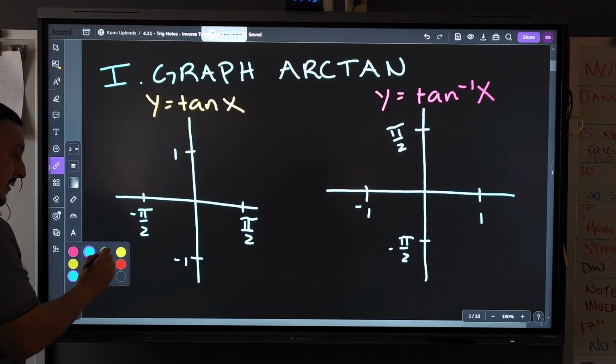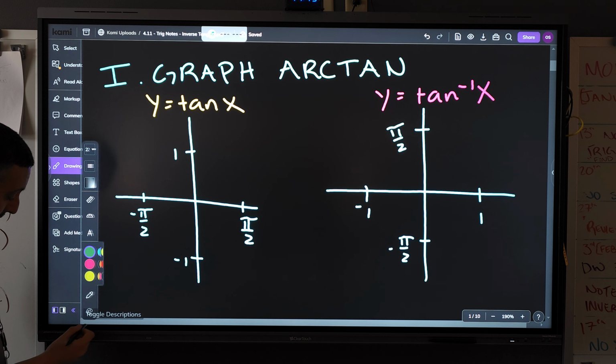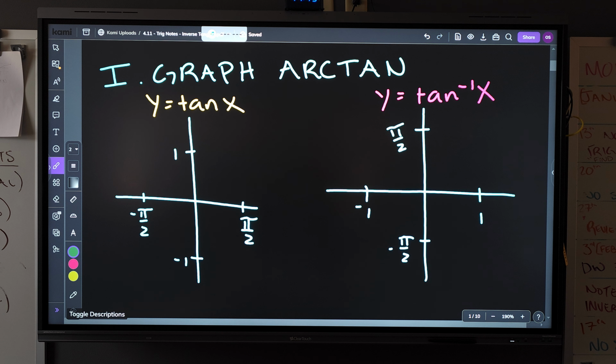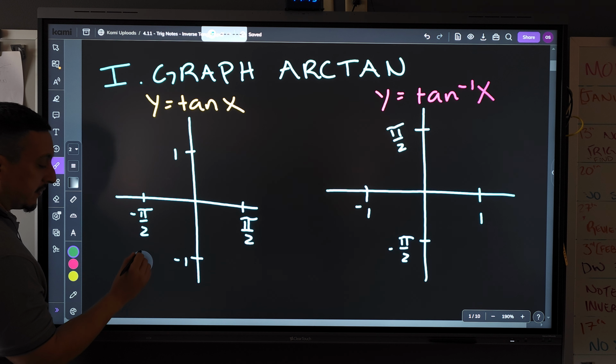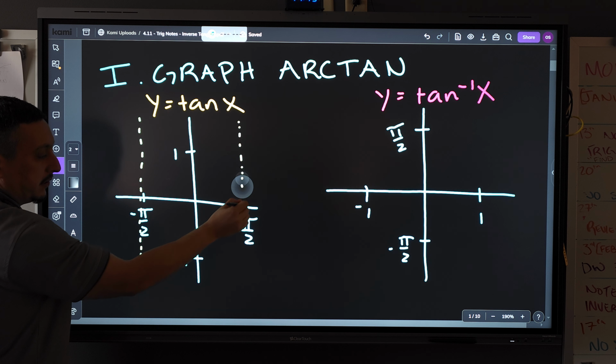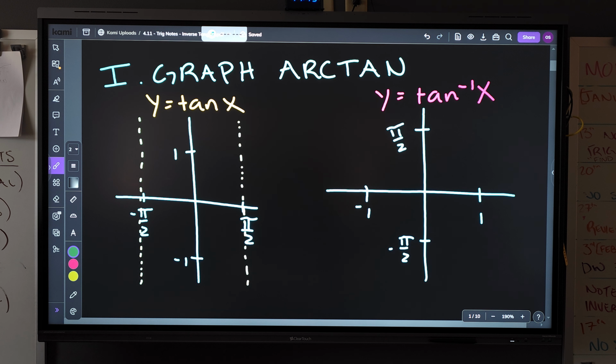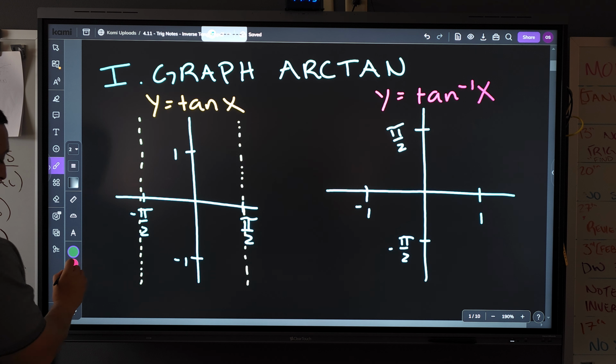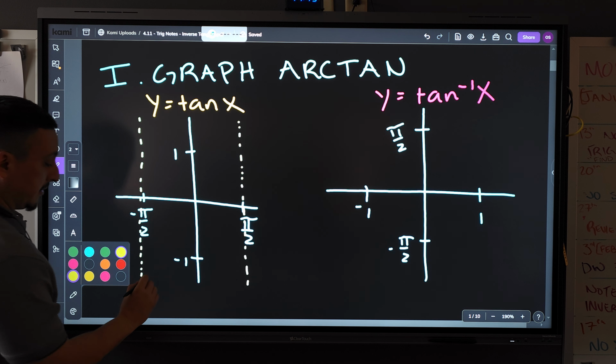Okay, so here we go, guys. For tangent, tangent's the oddball. It's the one that's different because we have these vertical asymptotes. When you graph them on the calculator, they don't show up. They're invisible, but they are there. And this is what the tangent function looks like. Okay, it goes like this.